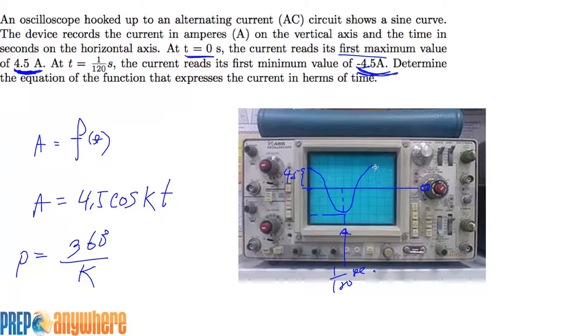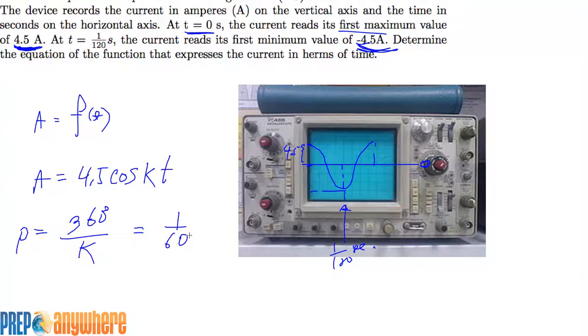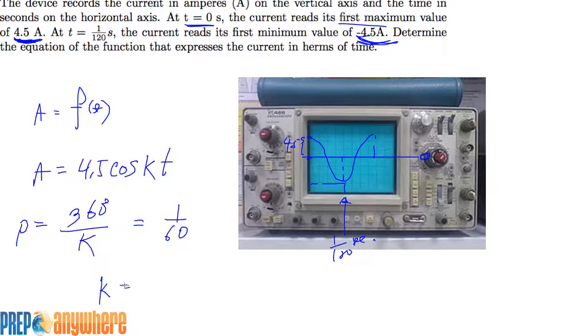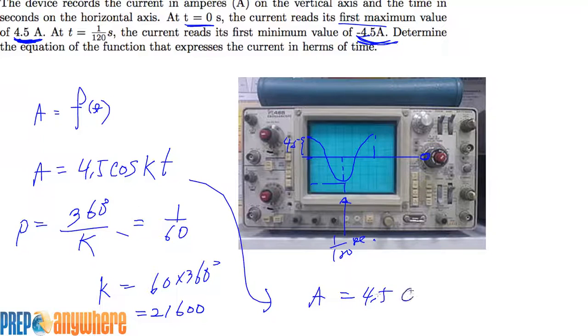So the full period would happen at twice the length, which means 1 over 60. From this, we can solve for k. So you can see that k then would have to be, we cross multiply, 60 times 360. So that's what we get for k. So our equation must be A is equal to 4.5 cosine of 21600 t. Of course, this is all in degrees.